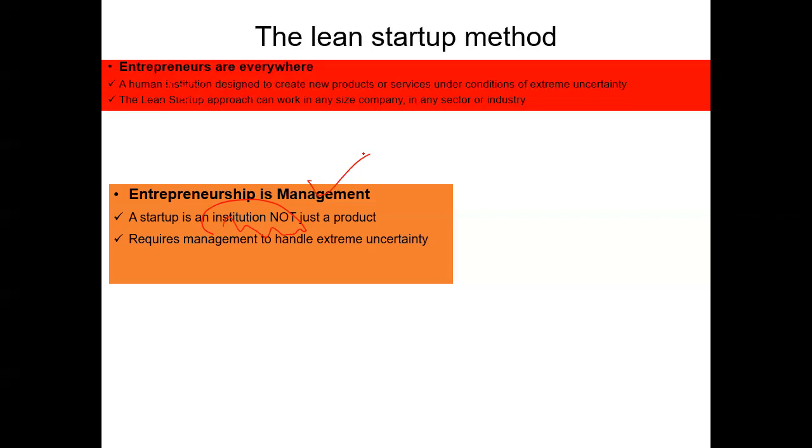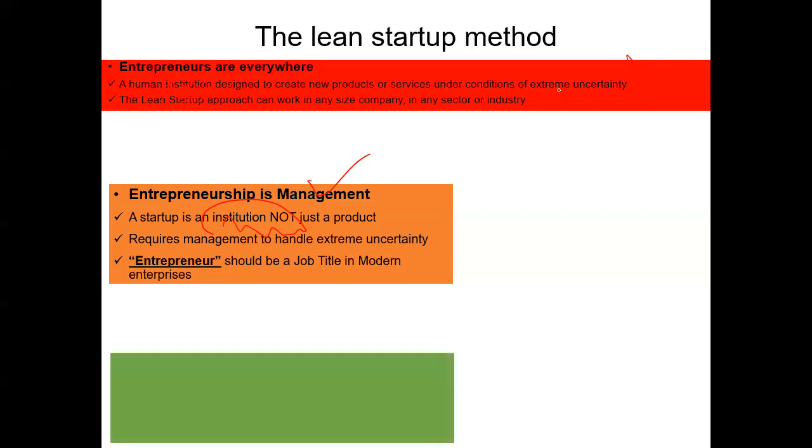Management is required to handle the extreme uncertainty, because within the definition of entrepreneurship, the need for management is embedded. So entrepreneur should be a job title in modern enterprises. This is just to give a reflection that entrepreneurship and management are not diametrically opposite or mutually exclusive concepts.